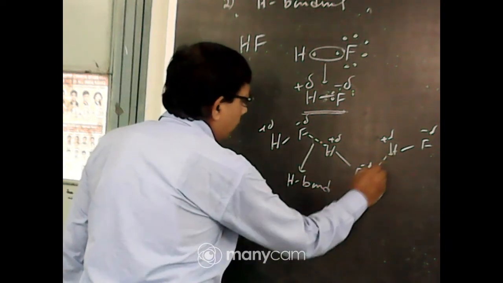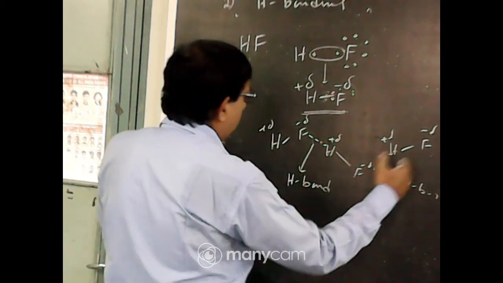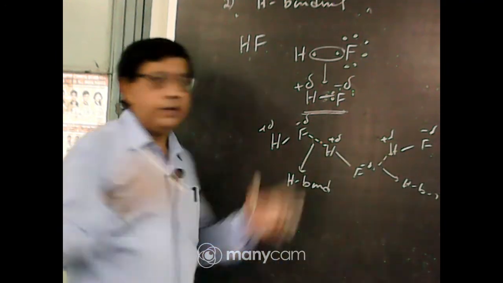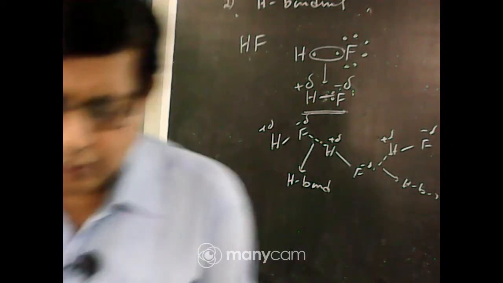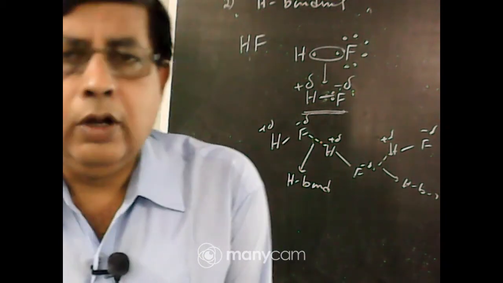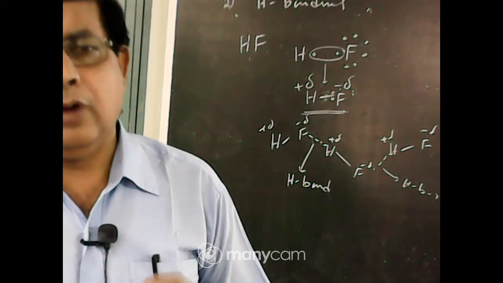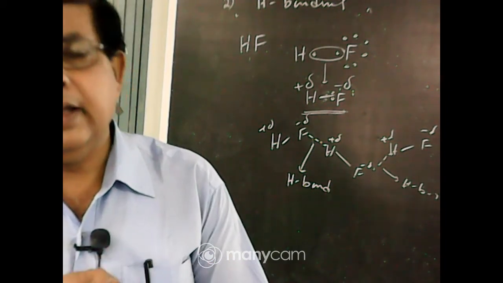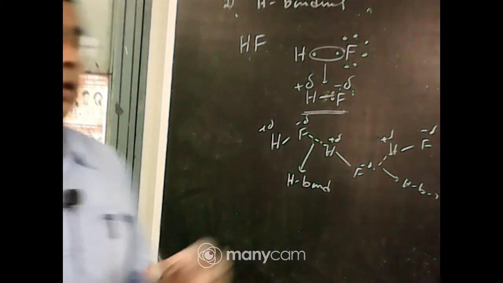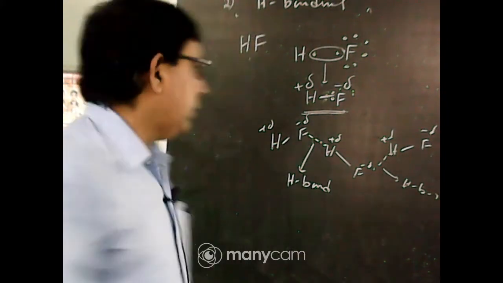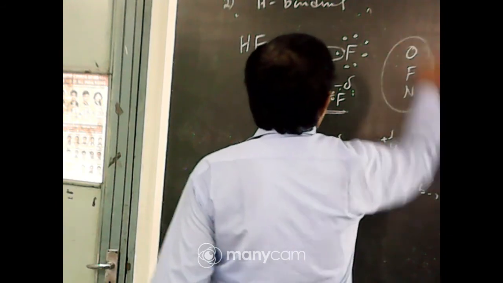Here also hydrogen bond is formed. This is called hydrogen bond. So due to hydrogen bond, the HF molecules come closer and they associate together. Either they exist in the dimer form. So hydrogen bond is formed always between the hydrogen atom of one compound and an electronegative element, mainly oxygen, fluorine and nitrogen. Only these three elements, oxygen, fluorine and nitrogen, can form hydrogen bond.